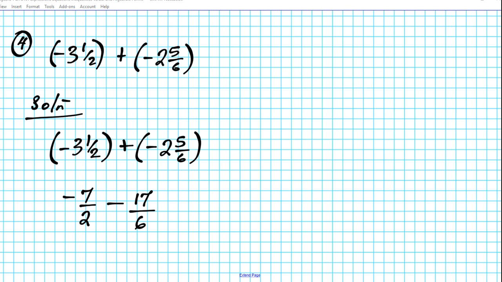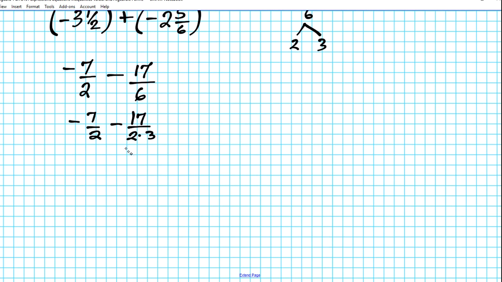Now the denominators are different, so we have to decompose 6. So let's decompose 6. 6 becomes 2 goes into 6 3 times, so it's 2 times 3. So we have negative 7 over 2 minus 17 over 2 times 3. Okay? So to make the denominators identical, we simply multiply this by 3 top and bottom. And now we have the same denominators. Let's multiply it out. We have negative 21 over 6 minus 17 over 6.